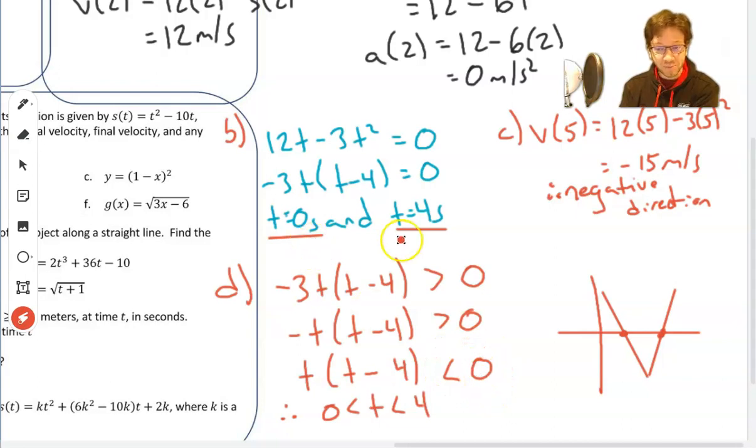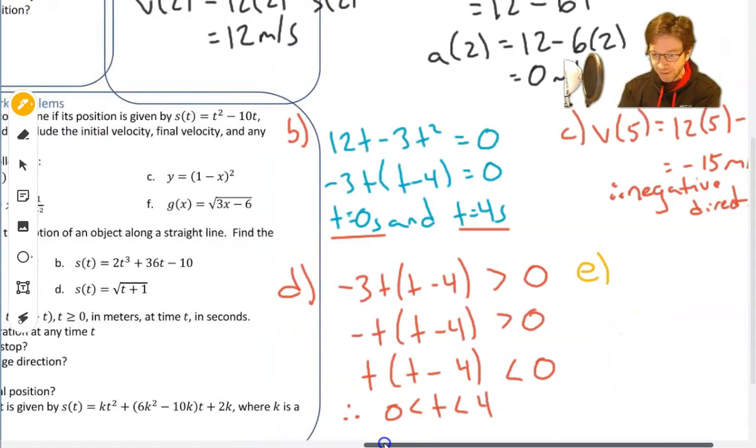Well, what about a number between 0 and 4, like 2? Well, here you have 2, and 2 minus 4 is -2. So that's a positive times a negative, that is less than 0. So that's what we're looking for. That's how I sort of figured out the range of that.